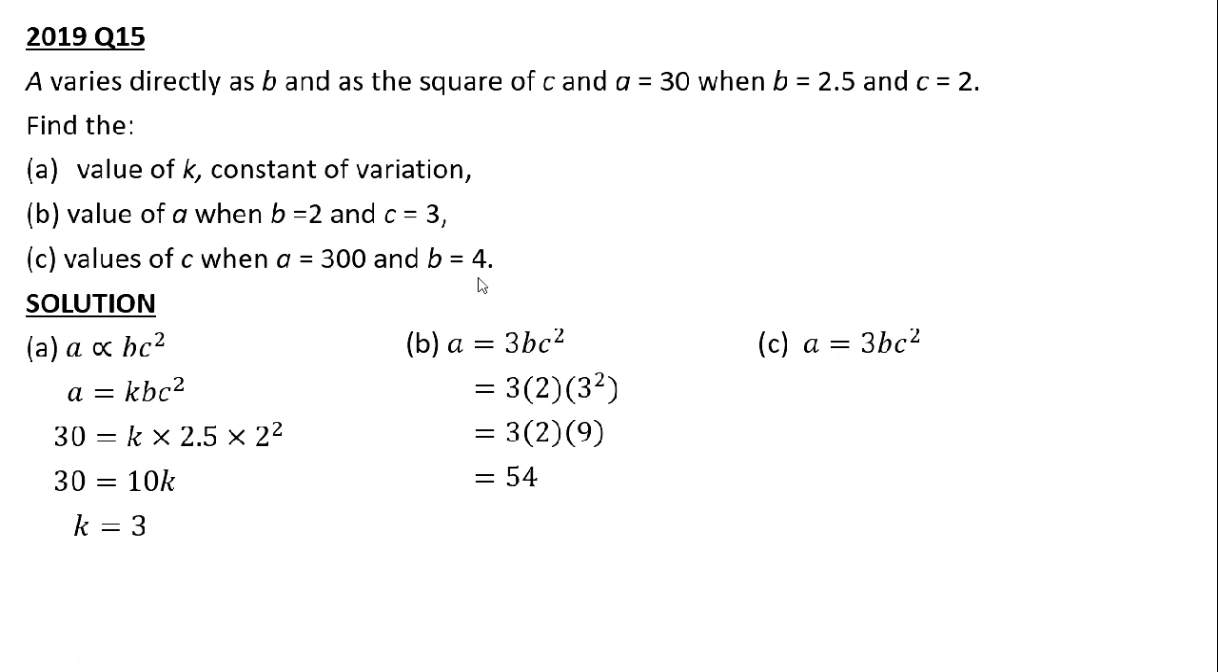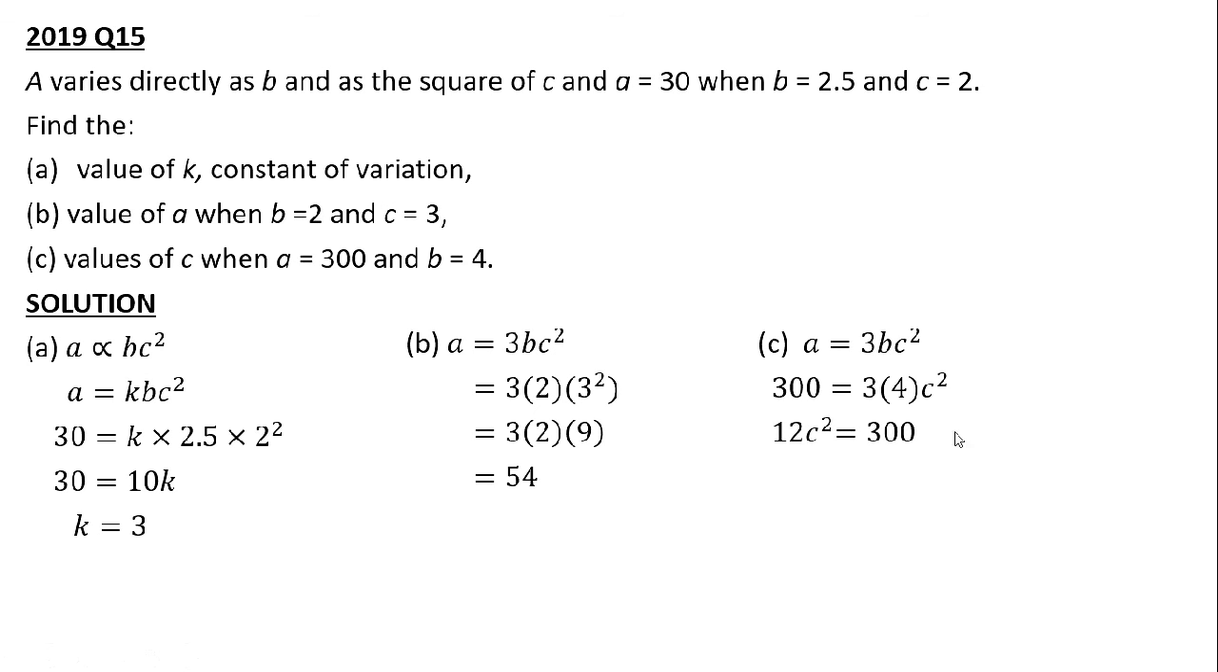Part C, find the values of c when a equals 300 and b equals 4. So where there's a, we'll replace a 300, and where there's b, we'll replace a 4, since we are looking for c squared. So we have 300 is equal to 3 times 4 times c squared. When you multiply 3 times 4, you get a 12. So we have 12c squared equal to 300.